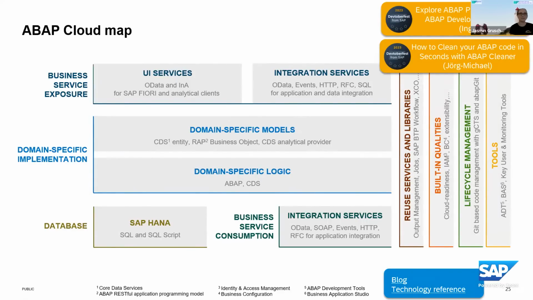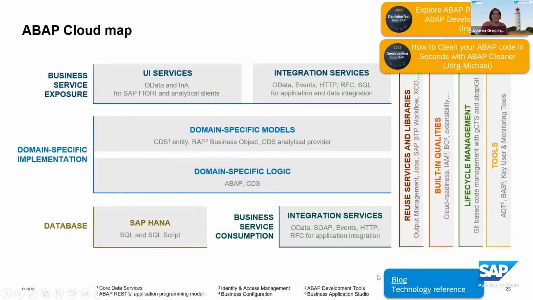And with that, back to you. Yeah, so basically we're back where we started. So as you can see, this is our cloud overview map, and we talked about the architecture in more detail, but there's also a lot to learn about reuse service libraries, built-in qualities, and so on. So we recommend that you join the DevTober sessions by Ingo about ABAP profiling with ABAP development tools for Eclipse, and the session by Jörg Michael to learn how to clean your ABAP code in seconds with the ABAP Cleaner. So just to dive deeper into the topic about how to use ABAP Cloud.